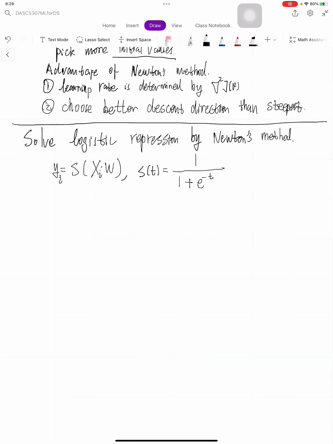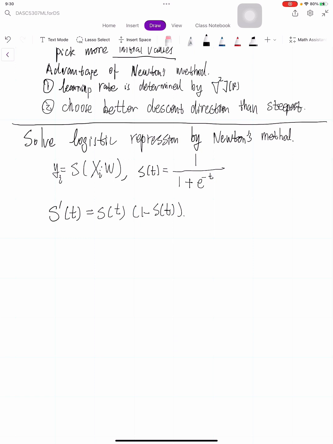Okay, and the derivative of this transformation is given by, remember, you take the quotient rule. Actually, we solved this last time. I won't repeat it again here, so you can practice. It's s(t) times 1 minus s(t).